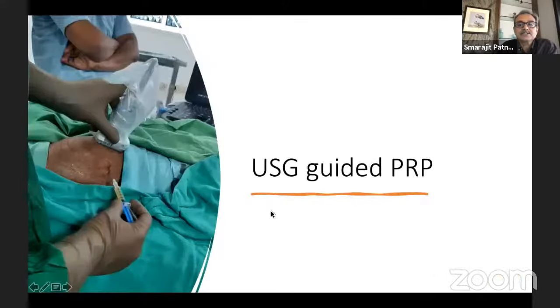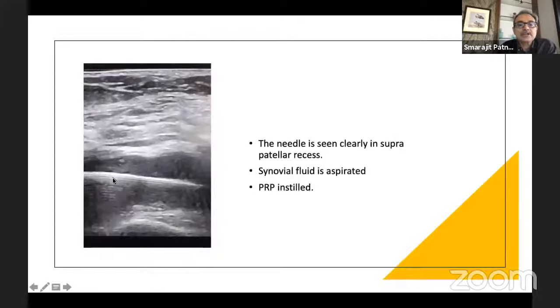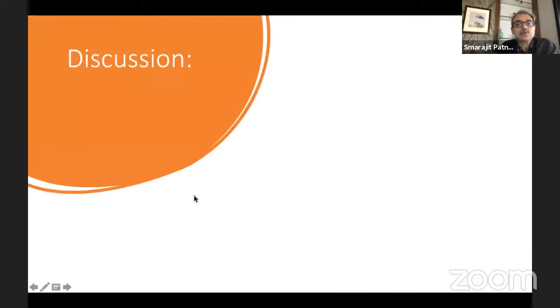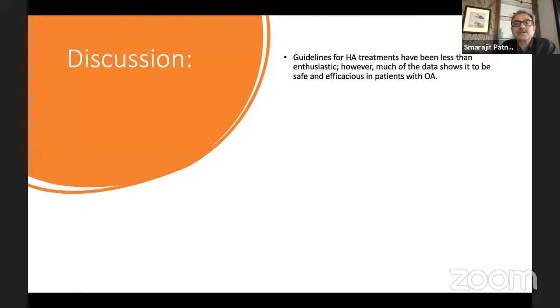And under the guidance, the PRP is injected, and this white structure is the needle, and this is the platelet, this is the recess. Before instilling the platelet-rich plasma, it is very important to aspirate the synovial fluid. So this is how we give the platelet-rich plasmas.